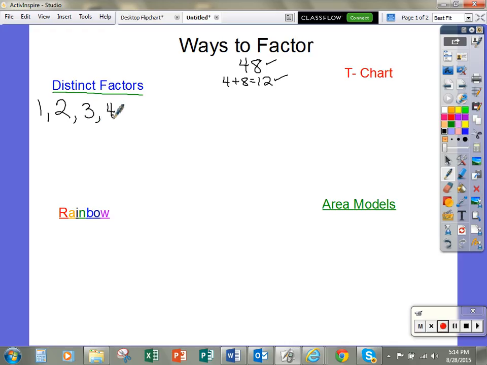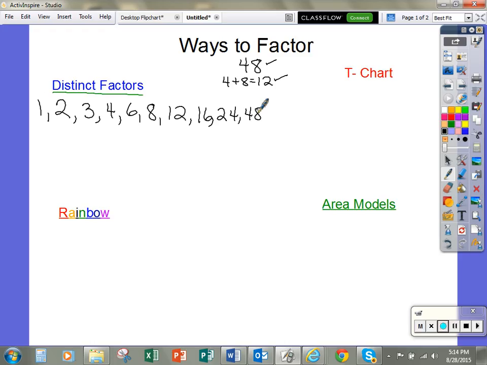4 times 12 is 48, so I know 4 will. And 6 times 8 is 48, so I can put both of those. Now for 3, I would just have to divide 3 into 48 if I didn't already know it, which is 16, then 24, and 48.